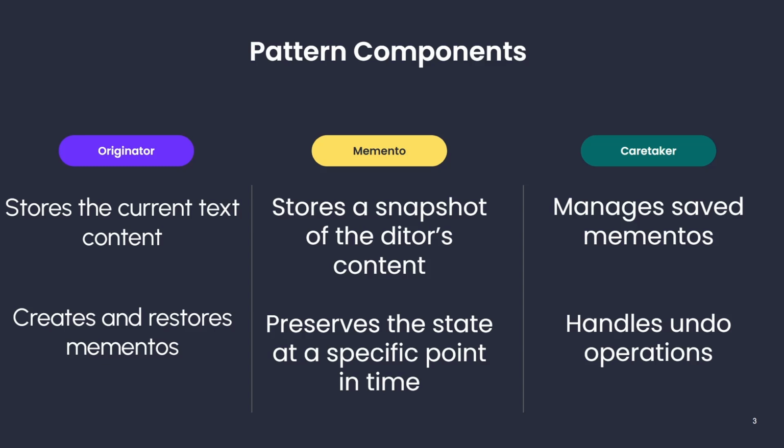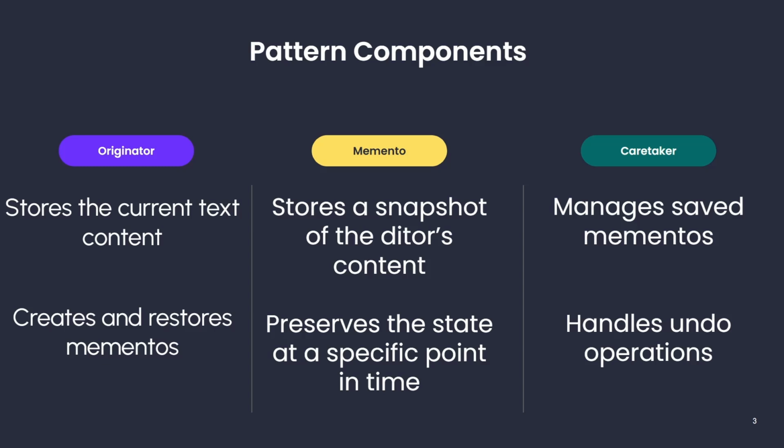The memento pattern consists of three main components: the originator, the memento, and the caretaker. The originator is the object whose state we need to save and restore. The memento stores a snapshot of its state, and finally the caretaker manages the saved snapshots and provides access to them when we need them.